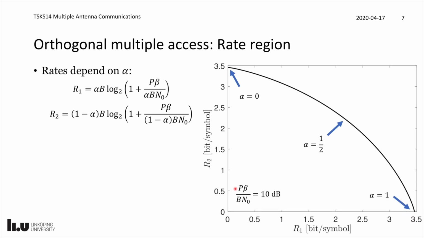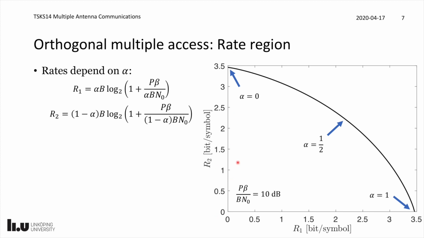We assume that P times beta divided by B times N naught is equal to 10 decibel. So that is an SNR that you achieve if you are assigned all the bandwidth. Then here we are showing the rate that user 1 is getting and the rate that user 2 is getting measured in bit per symbol.